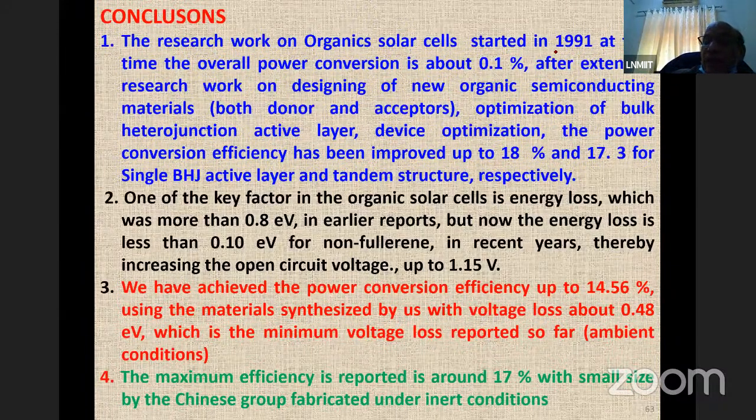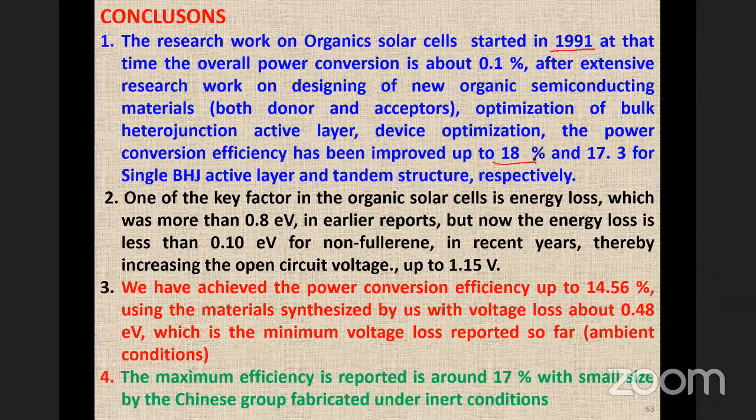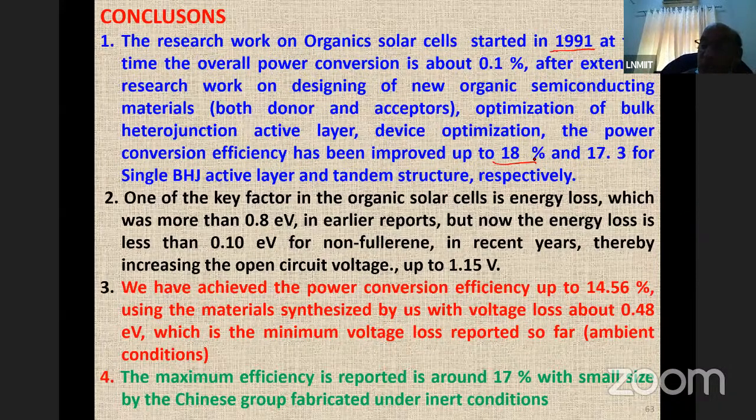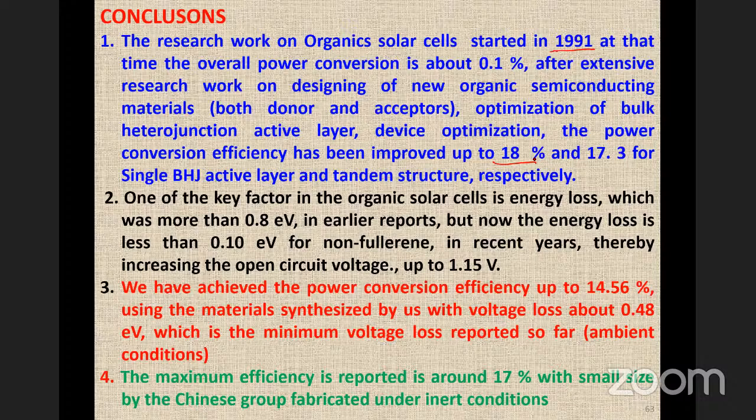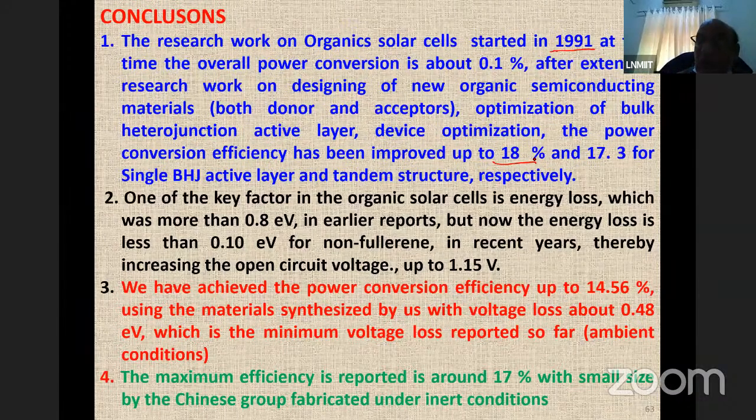Now this started in 1991. Now the efficiency was about 18%, and the key factor is that the energy loss should be reduced using different types of molecules, different types of organic materials with high dielectric constant, so that the binding energy can be reduced. And once the binding energy is reduced, we can decrease the energy loss and increase the open circuit voltage. Up to now, 1.5 volts open circuit voltage has been achieved, and the maximum efficiency is about 17% like this.